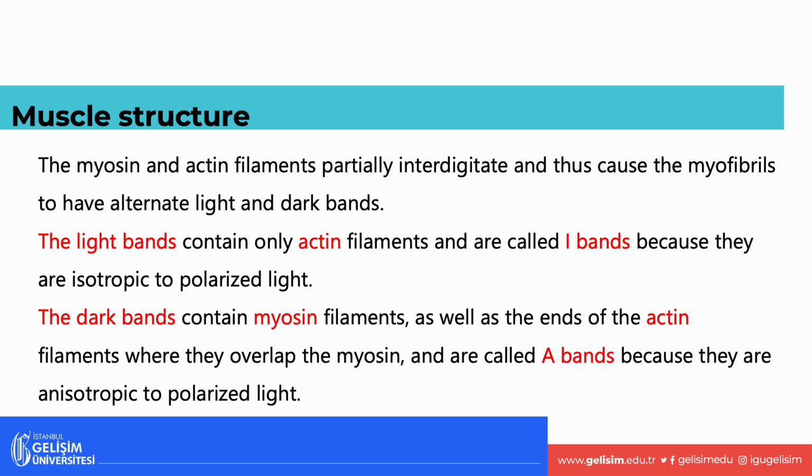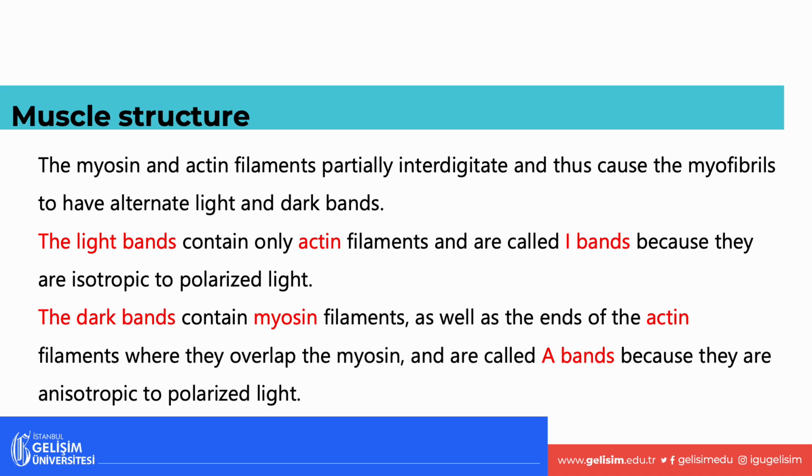Right. The myosin and actin filaments in the myofibrils partially interdigitate, creating alternating light and dark bands that we saw on the previous slides. The light bands are also known as I bands, and I bands, as we said, contain only actin filaments. I bands are also isotropic to polarized light.